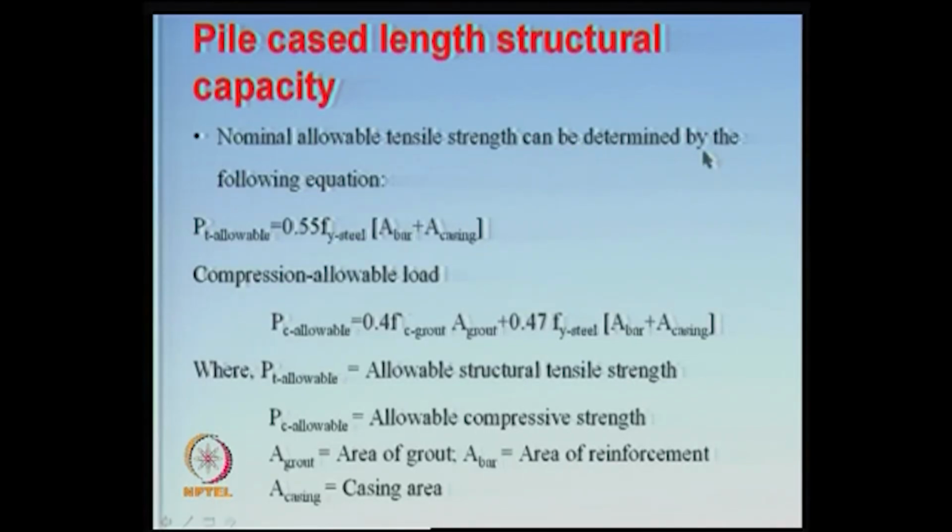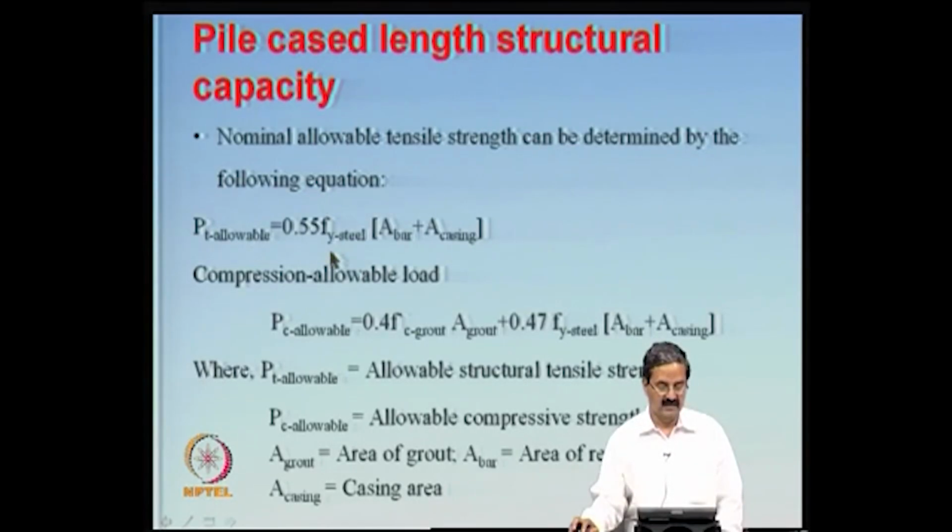What is the tensile load that can be allowed? You have a simple expression for this. Micropiles can also be designed for taking tension, compression and lateral forces. Since a pile is subjected to lateral force, you have all these forces developed, so you must be able to check. Here we take 0.55, similar to a factor of safety of 2, a little more or a little less, so you get 0.55 fy steel into the area of the bar, the central bar plus the casing.